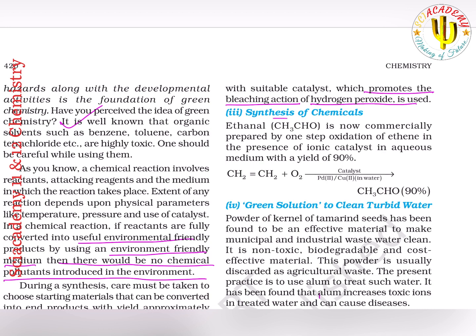3. Synthesis of chemicals. Ethanol is now commercially prepared by one-step oxidation of ethene in the presence of ionic catalyst in aqueous medium with a yield of 90%.